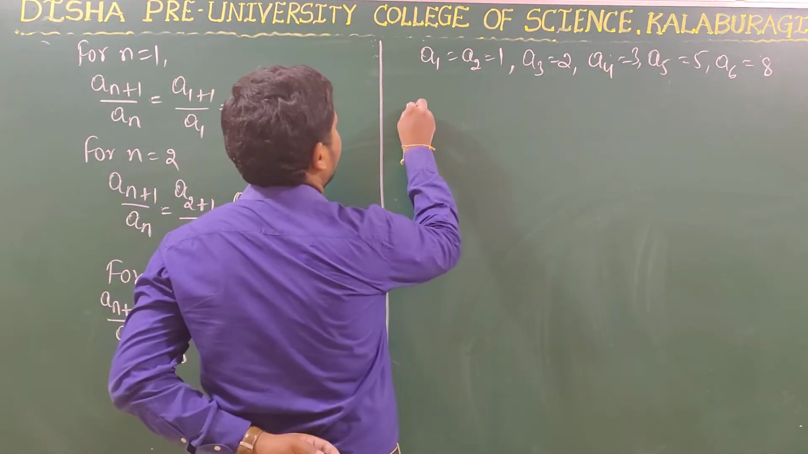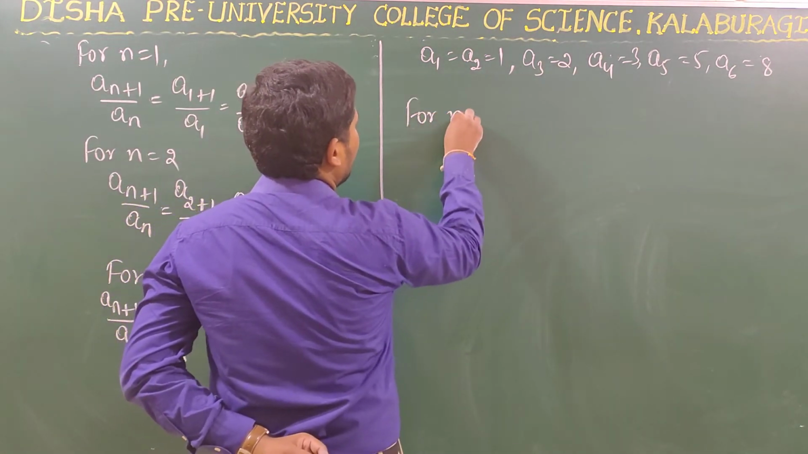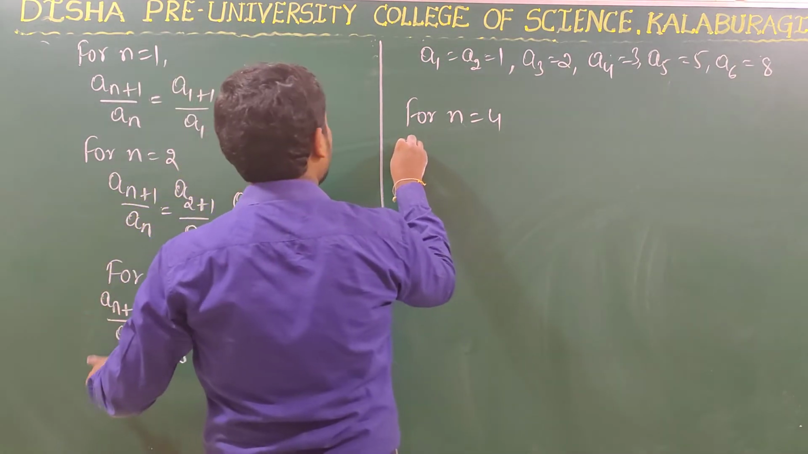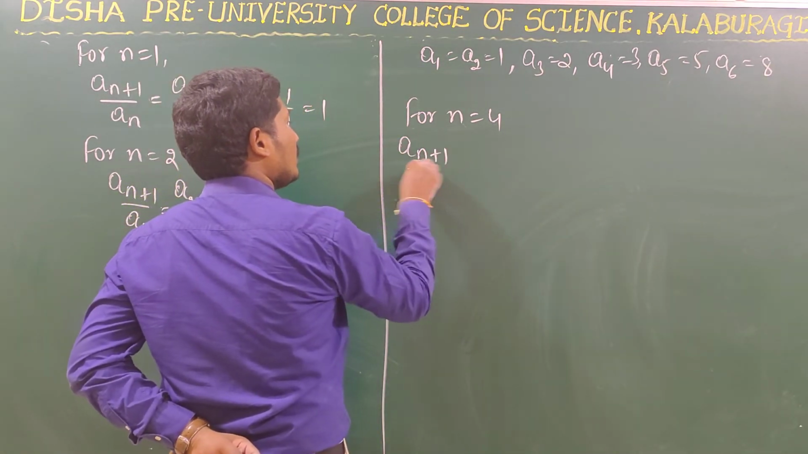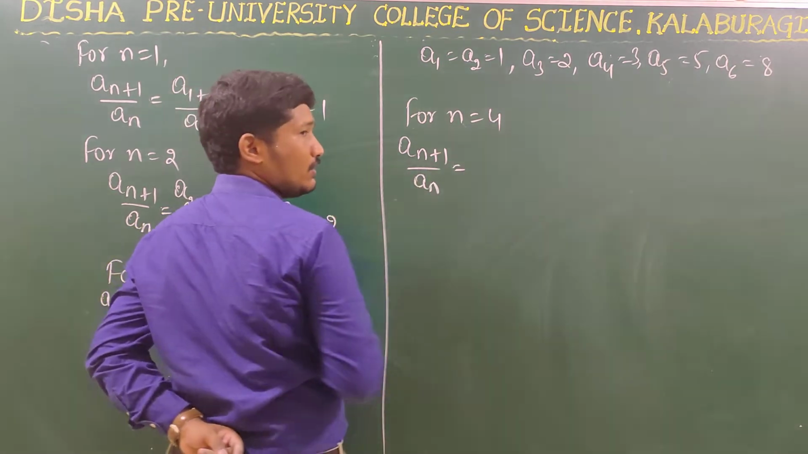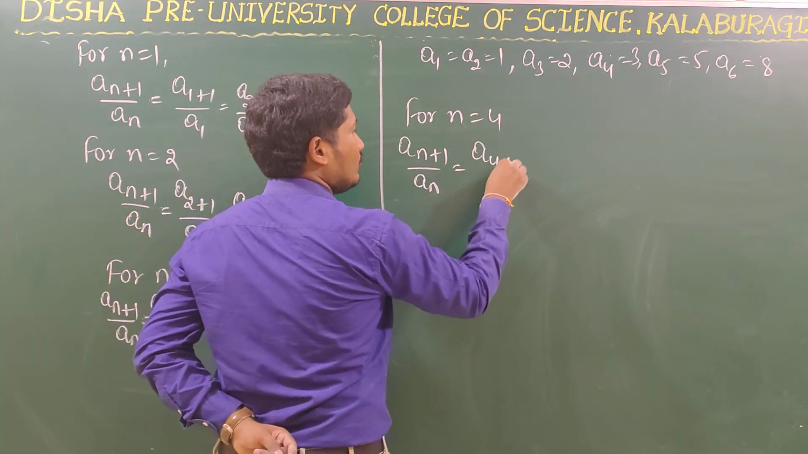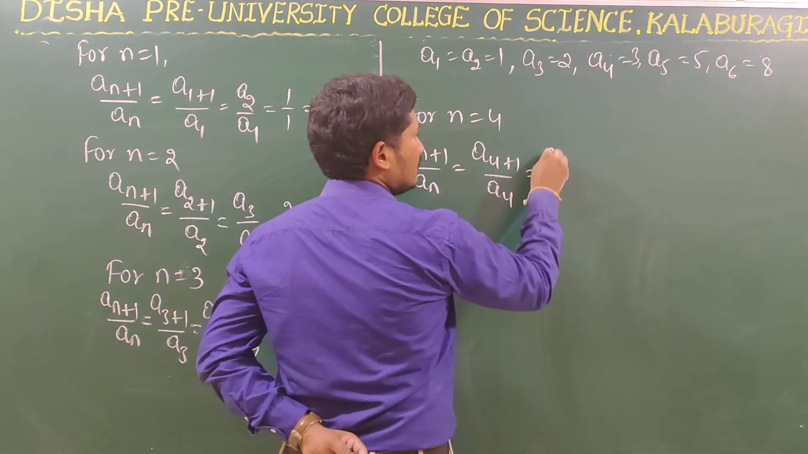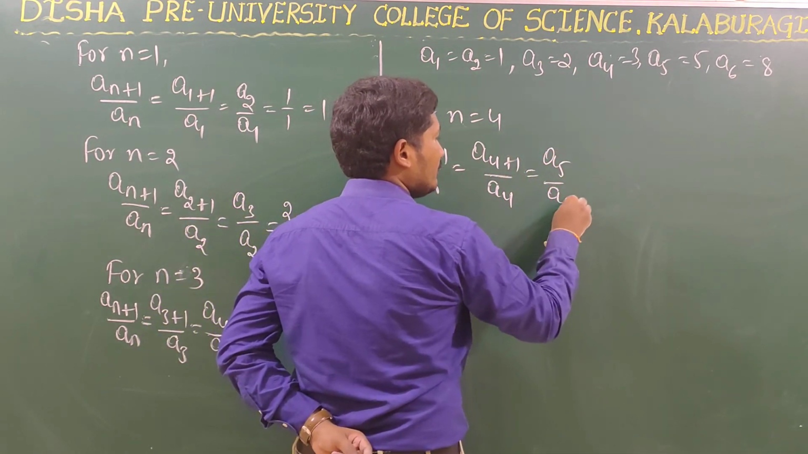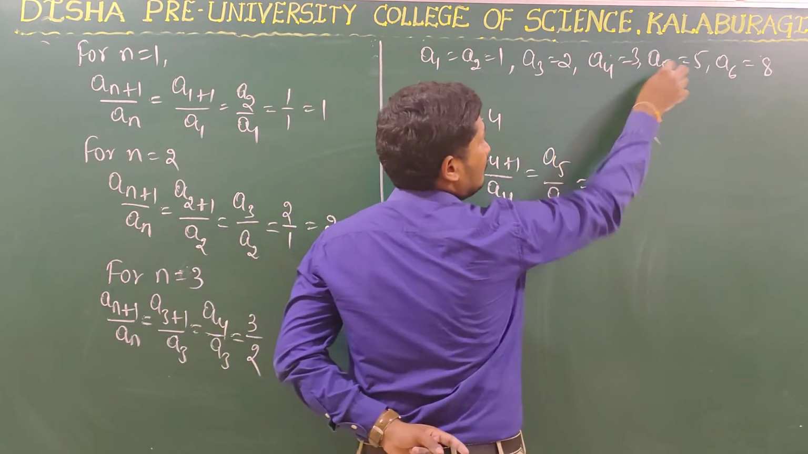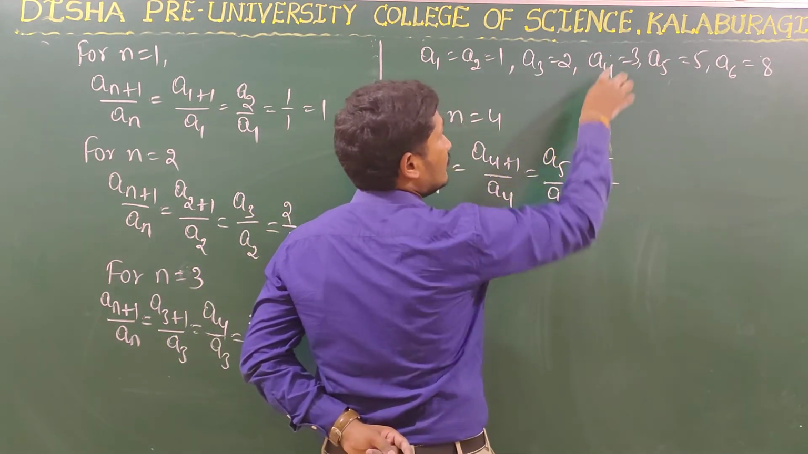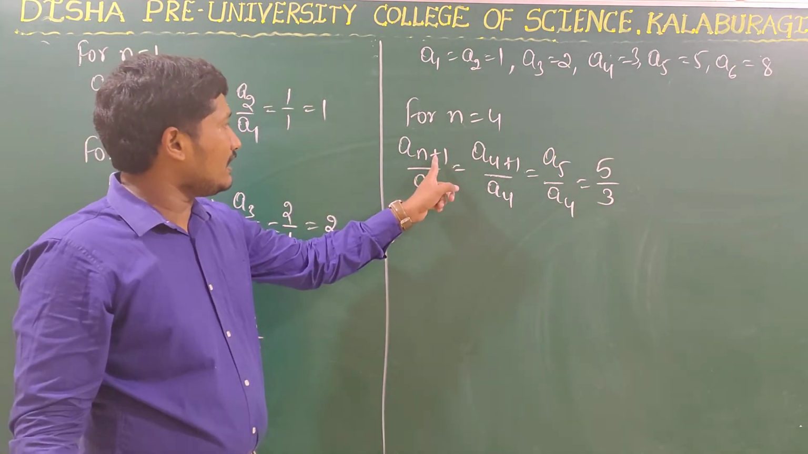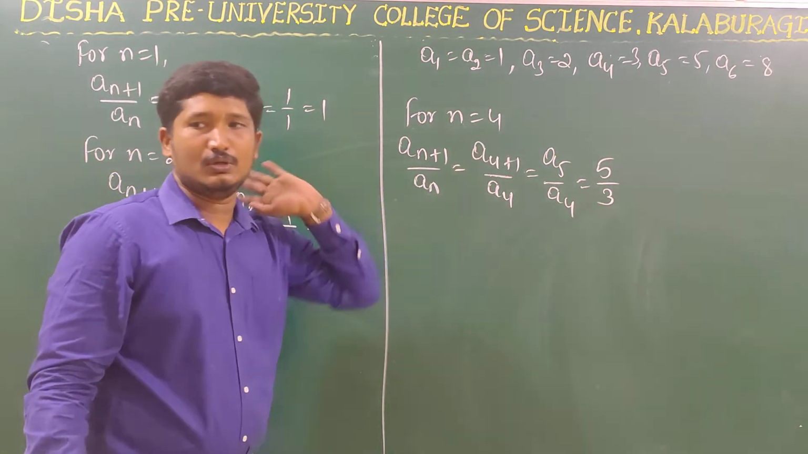Right? Next, for n is equal to 4, what will be the value? an plus 1 by an equal to a4 plus 1 by a4. 4 plus 1 is 5. So this is a5 by a4. What is the value of a5? 5. What is the value of a4? 3. Right? So this is the value of an plus 1 by an when n is equal to 4.